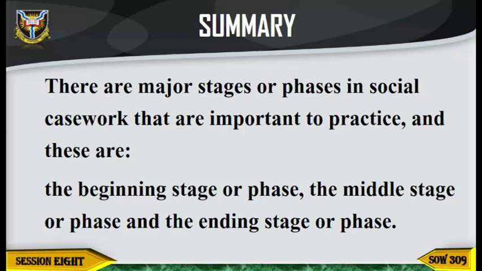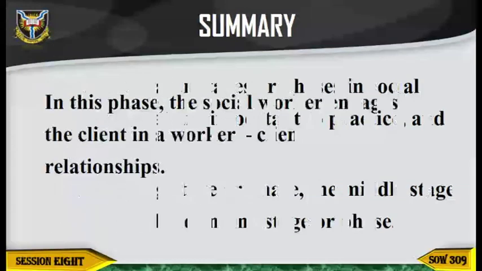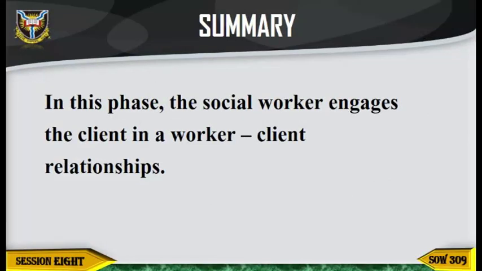This phase is more or less the activity or implementation stage where the client receives help from the social worker. In this phase, the social worker engages the client in a worker-client relationship. The social worker assesses the client's problems and needs and plans on how to begin social work help. The main goal of the social casework process is the restoration to social functioning of the client.